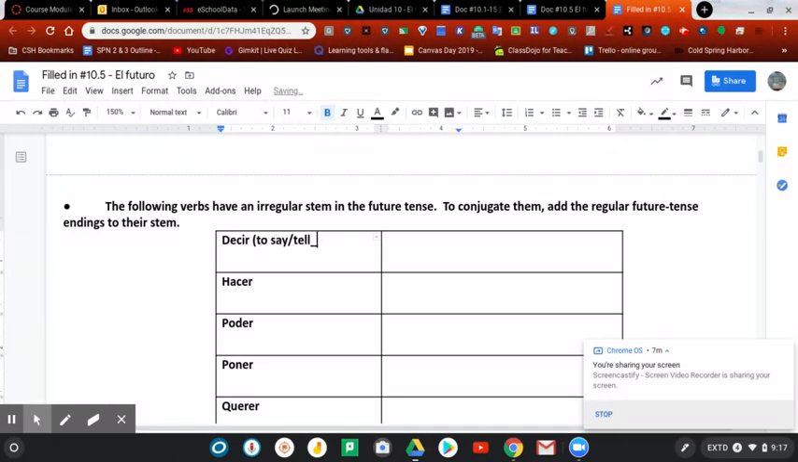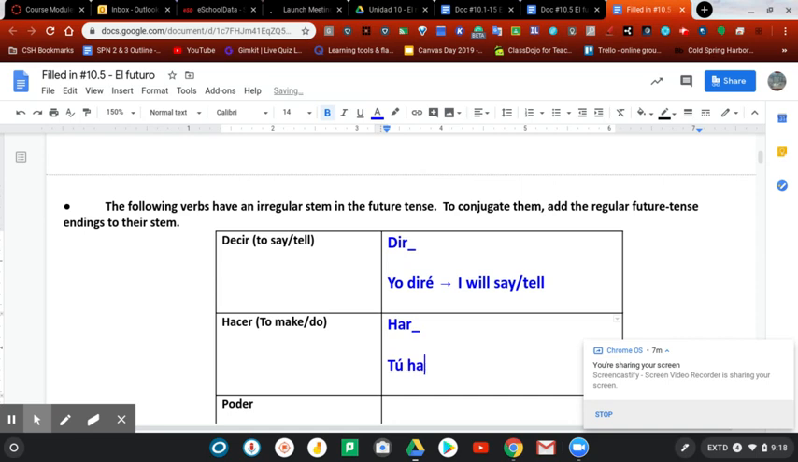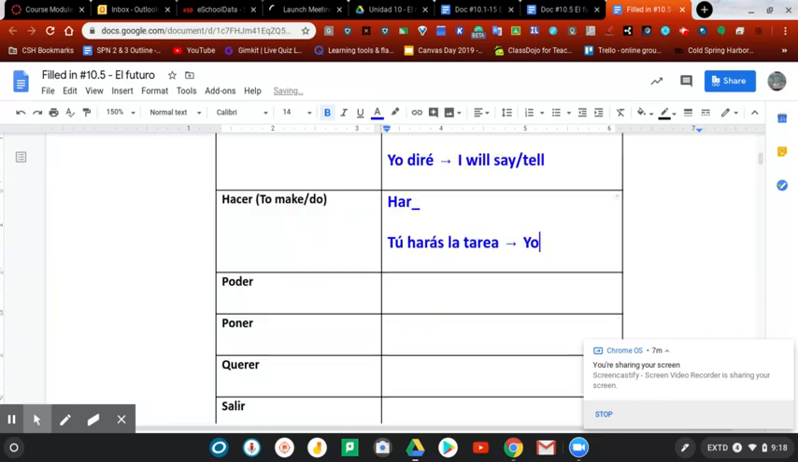So the root ending that we get, dir, and I'm leaving the space there to let you know that we attach the ending. So if you had a sentence, yo diré, I will say / tell. Hacer, to make / do. We have har. So something like tú harás la tarea. You will do the homework.